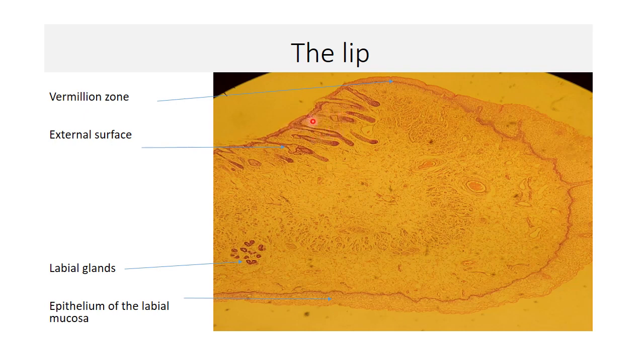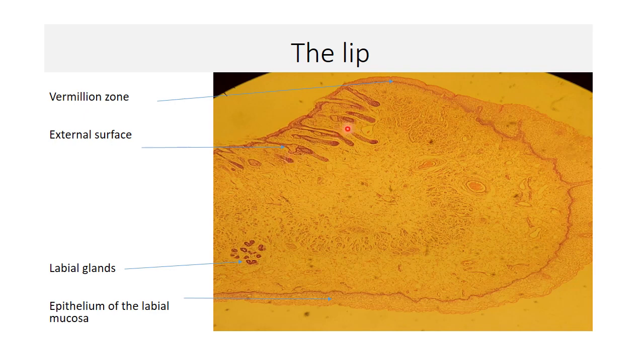You can see here all the characteristics of the skin represented by epidermis and dermis. Here the epidermis is keratinized stratified squamous epithelium tissue. And you can see all the characteristics of the skin represented by the hair follicles and sebaceous glands.